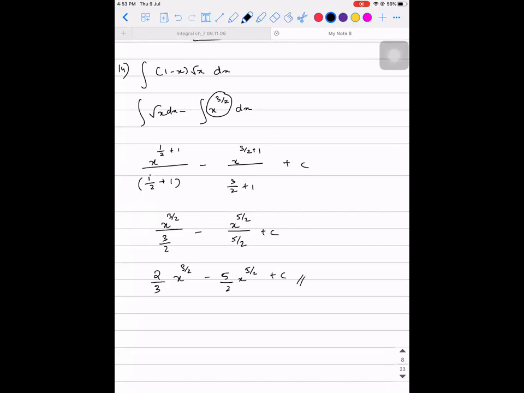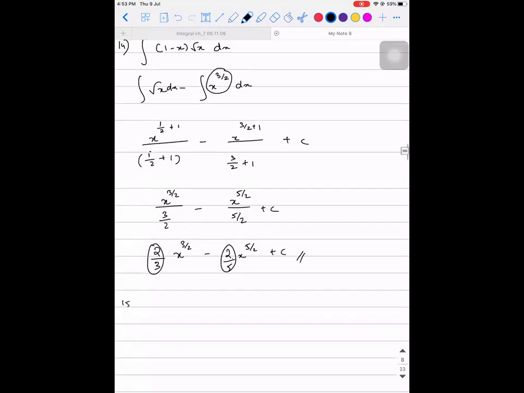Anyone with a doubt? Sir, it's 2 by 5, sir. 2 by 5, yeah. See, generally when you're integrating a fractional part with the power, then you will get it as a fraction which is less than 1. So 2 by 5 is less than 1, 2 by 3 is less than 1. You will get something like that. Is everyone clear? Yes, sir.